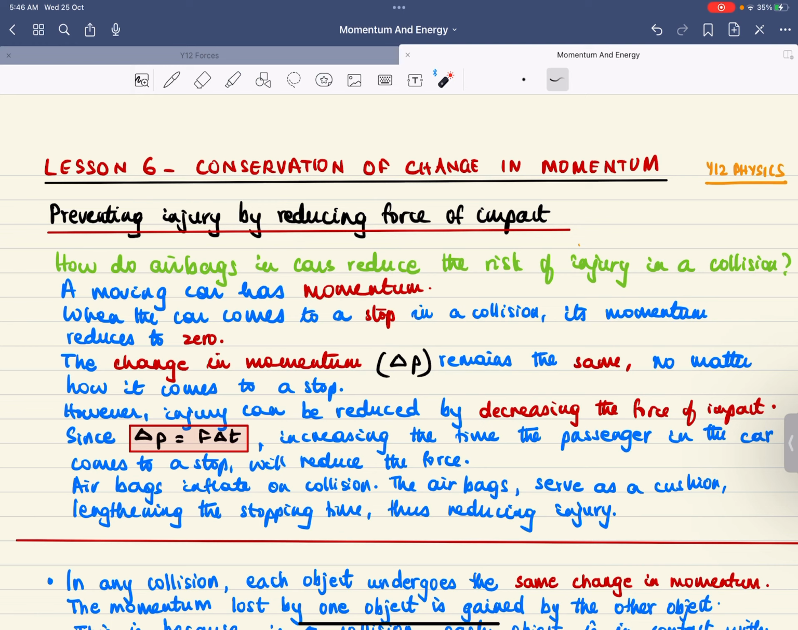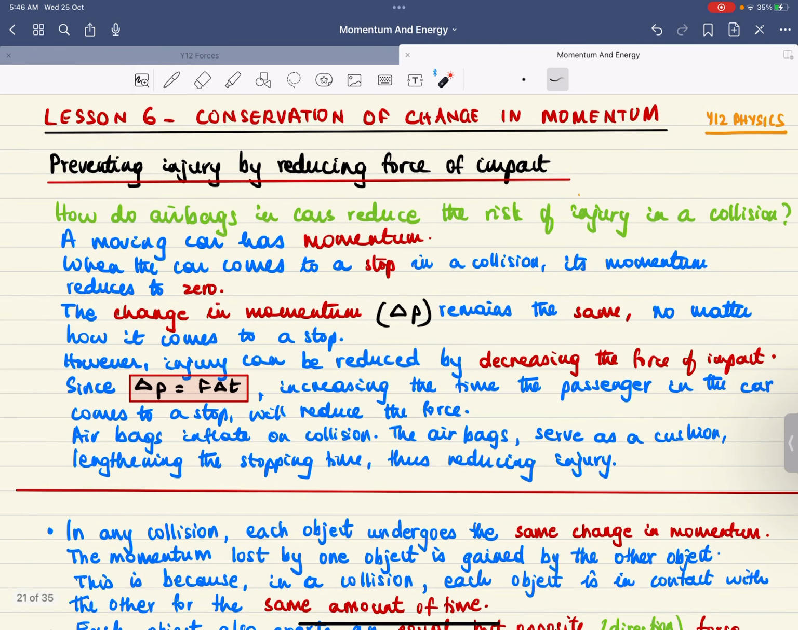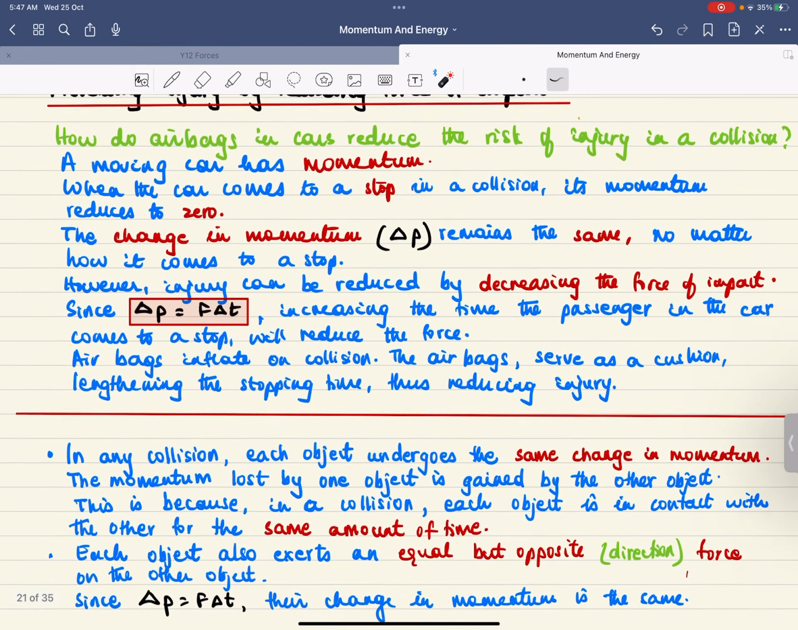Now the change in momentum remains the same no matter how it comes to a stop. However, the injury can be reduced by decreasing the force of impact, because the change in momentum is force multiplied by the time, and increasing the time the passenger in the car takes to come to a stop will reduce the force. So as airbags inflate on collision, the airbags serve as a cushion, lengthening the stopping time, thus reducing injury. Okay, here's another example.